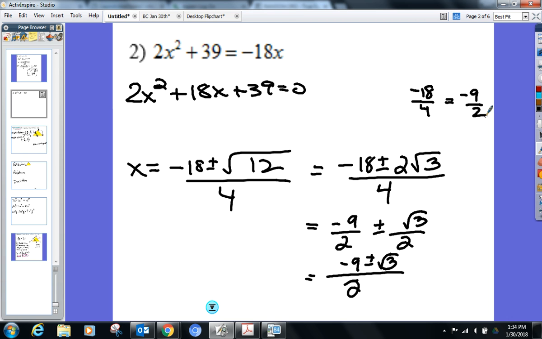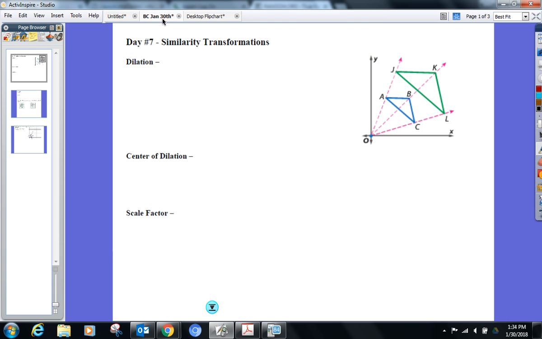I know I haven't handed back your similarity quizzes, and I won't hand them back until tomorrow, but believe me, the algebra's rough. We got to get better not only for Thursday, but when you walk in September to your class next year. Anything else? Okay, here we go. Last day of this unit. Dilations.